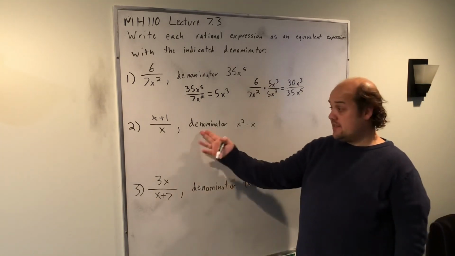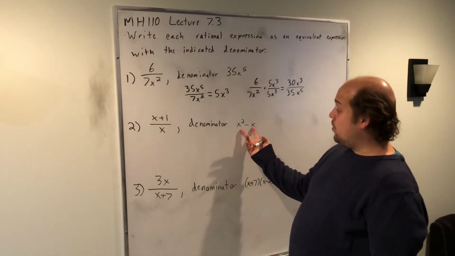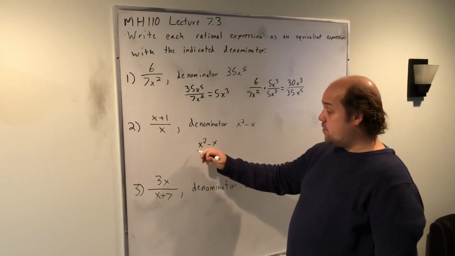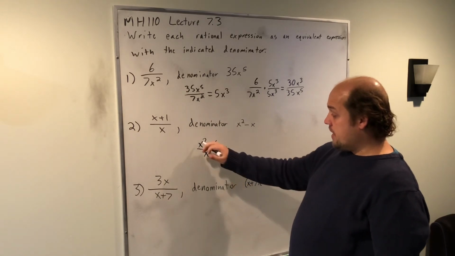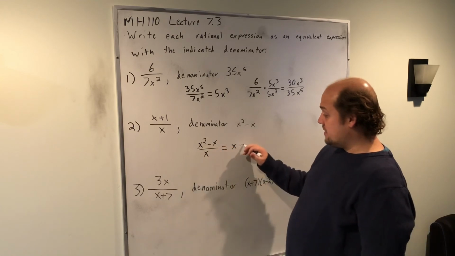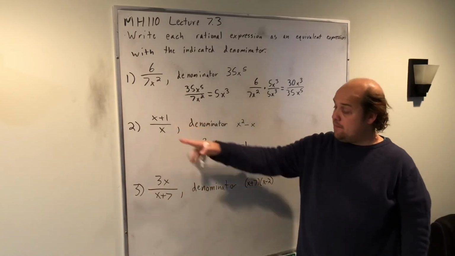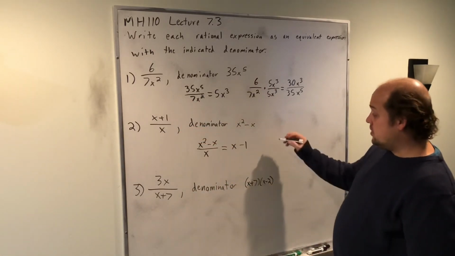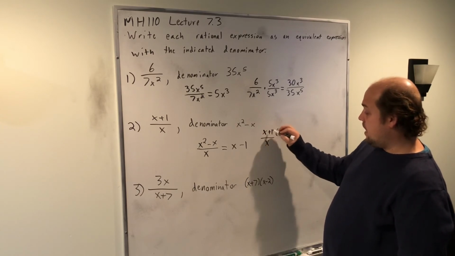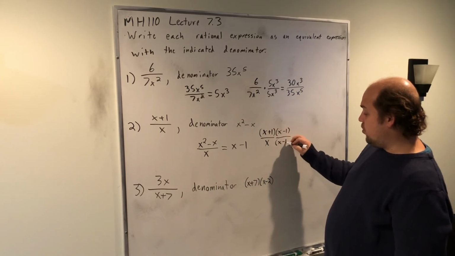Applying the same process to this problem with all variables, basically I take what I want the common denominator to be, x squared minus x. I divide by the current denominator, x. X squared divided by x is going to give me x. Or negative x divided by x is going to give me negative 1. So this tells me I'm going to need to multiply top and bottom by x minus 1. So if I take what used to be x plus 1 over x, and I multiply it by x minus 1 over x minus 1.